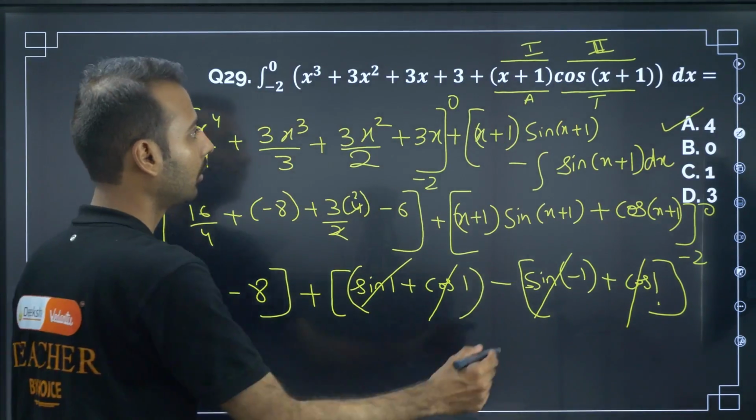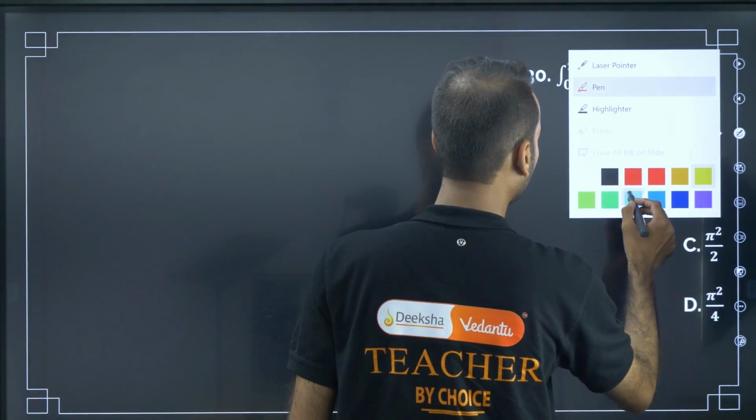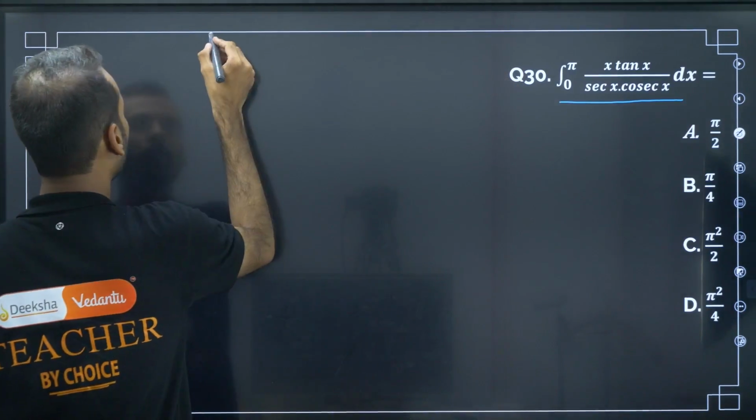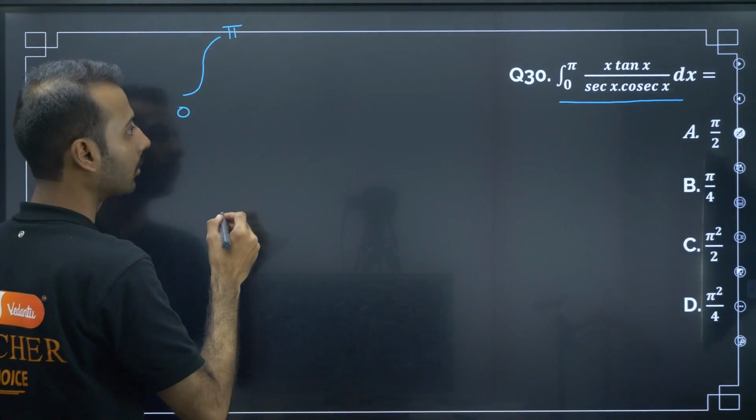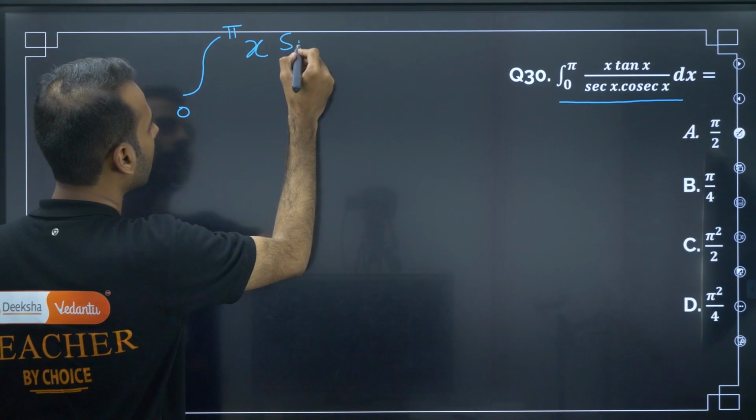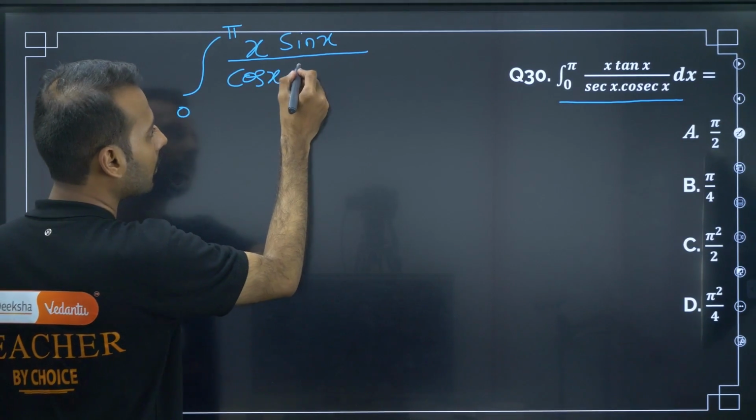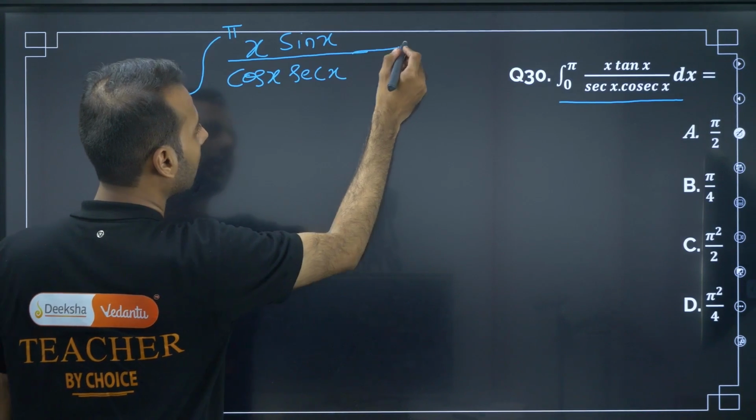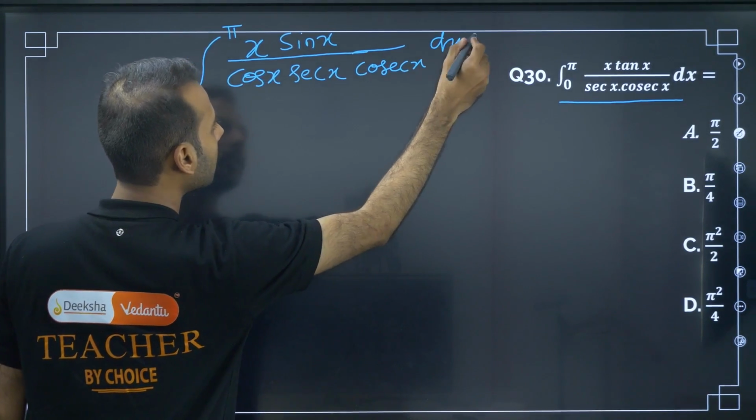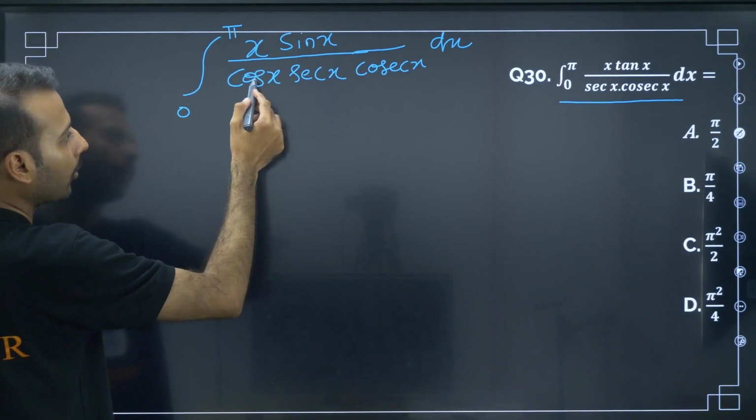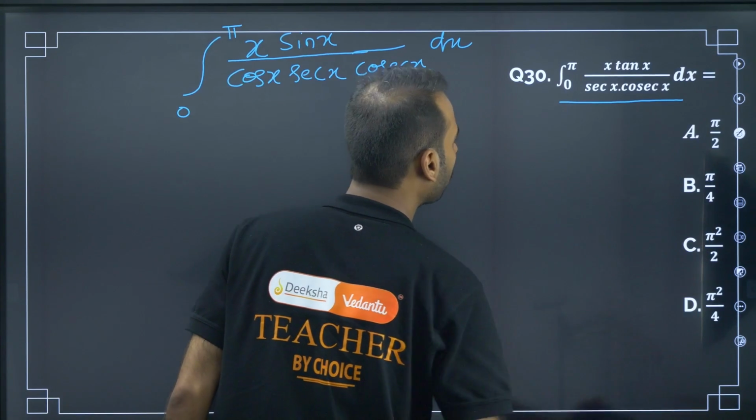Moving on to next question. Integration of some integral they have given from 0 to pi. Let me copy and paste that. Integration of x sin x by cos x and then secant x and then cosecant x. Just copied. Tan can be written as sin by cos, secant x as it is, cosecant as it is.